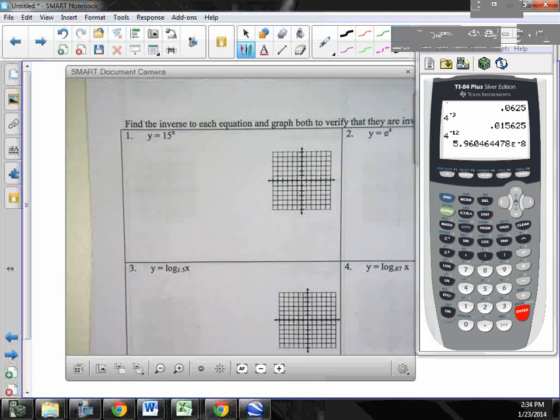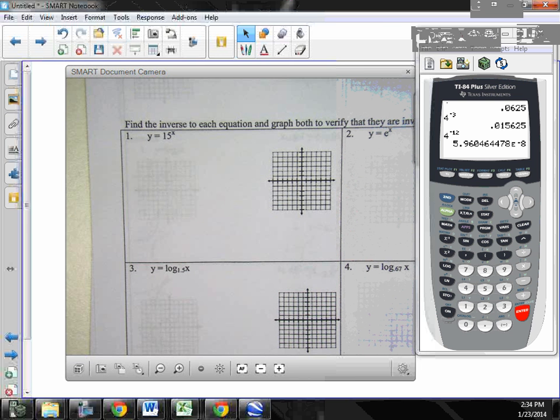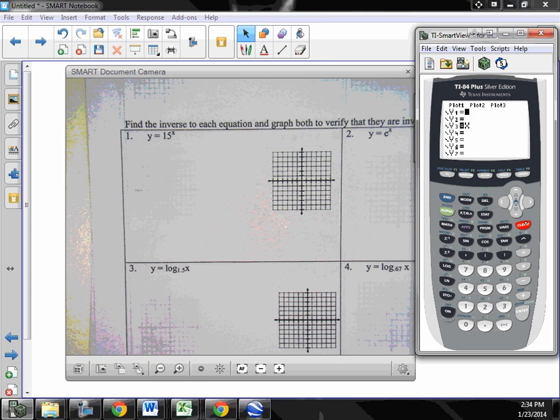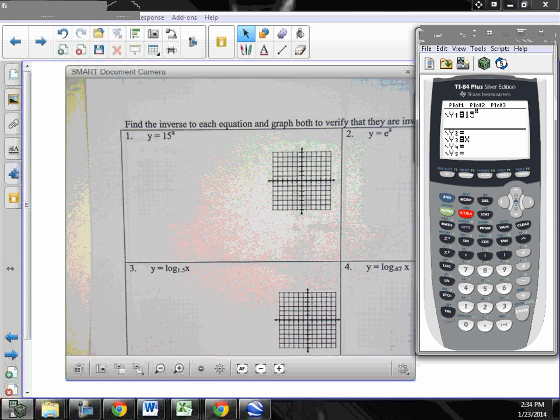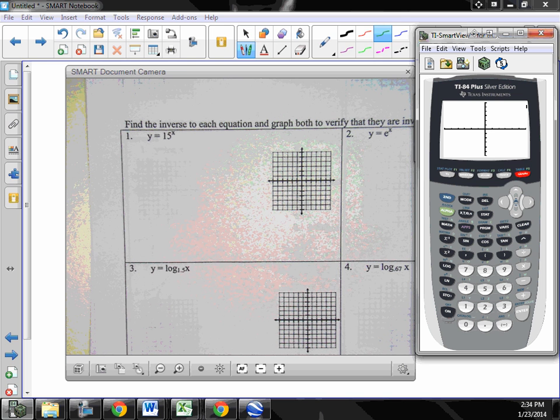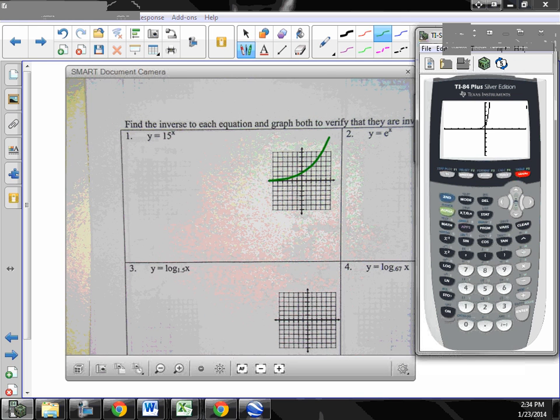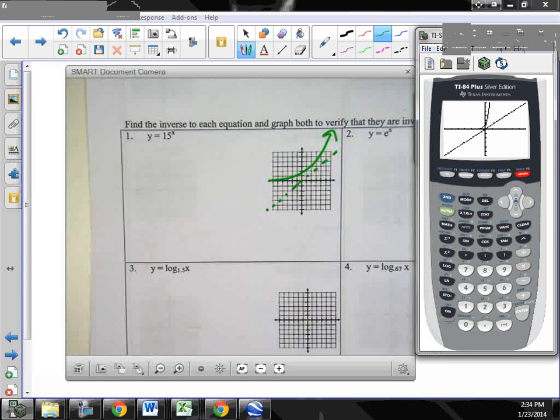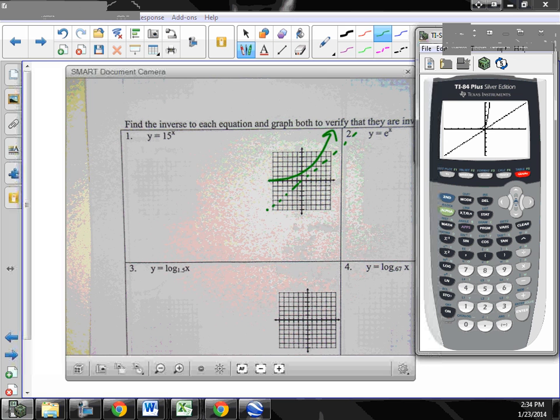We want to graph y equals 15 to the x. So graph 15 to the x. And it's also going to be helpful if you graph x. Y equals x is the equation of that 45-degree inverse line. So I graph this, and it looks like that. And I'm going to draw the dotted inverse. That looks a lot like the logarithm equation, only inverted.